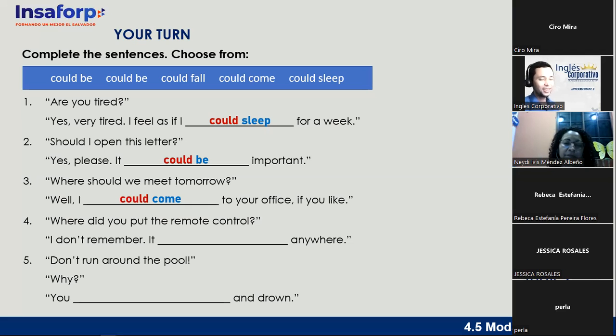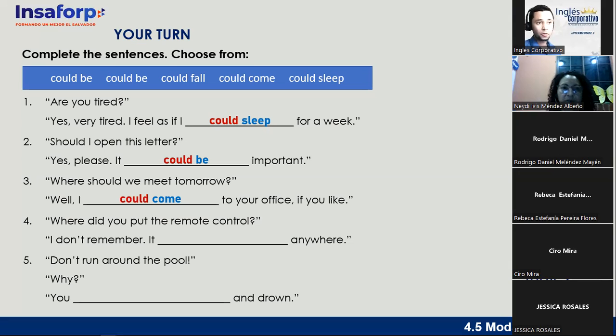Correct, okay. Well, I could come to your office if you like. You are expressing a possibility, but maybe, I mean, we could go to a restaurant or we could meet in a mall, as you prefer. So that's the thing. Thank you, Ciro. That's the correct answer. Very good. What about number four? Volunteer, please. Raise your hand and participate. Let's do it. Who wants to try?